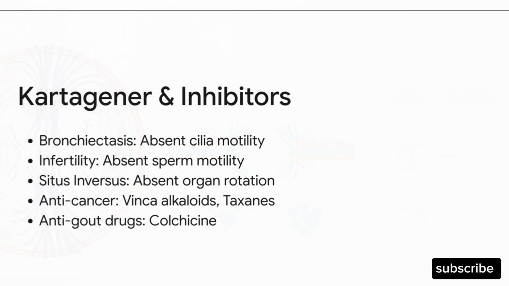Also, please don't forget the pharmacology connection here. Microtubules are directly targeted by anti-cancer drugs like vinca alkaloids and taxanes to stop cell division, and by colchicine for gout. Ye pharmacology ka bhi high-yield point hai, and interlinking these subjects is the real key for NEET PG.